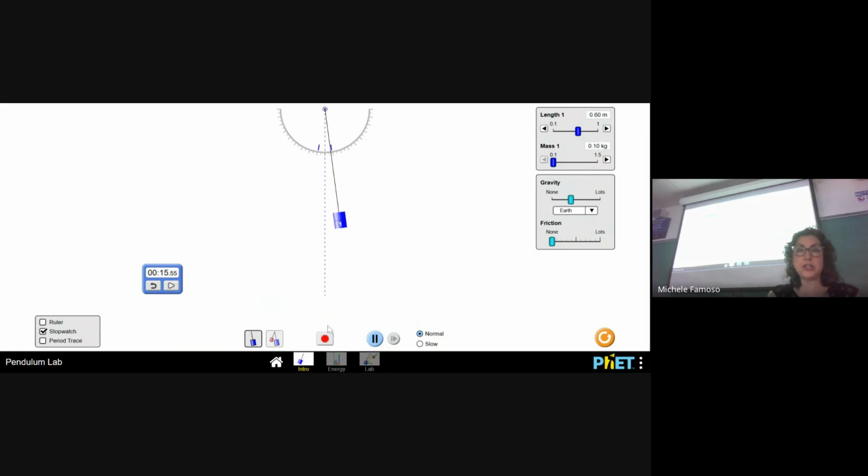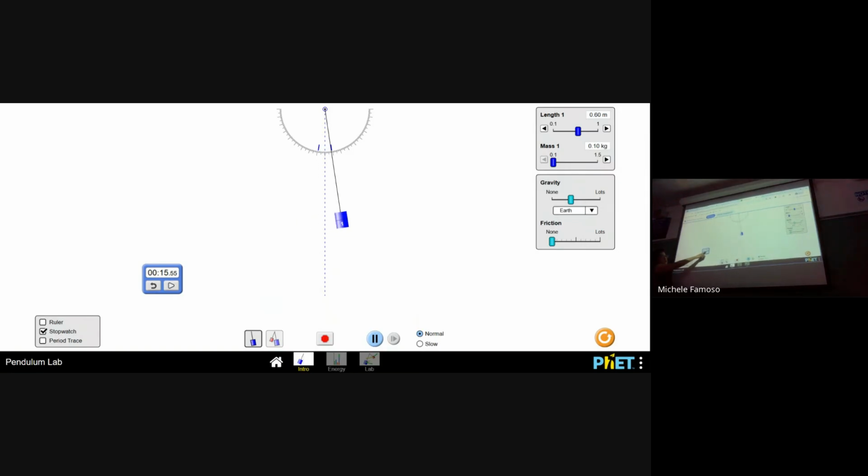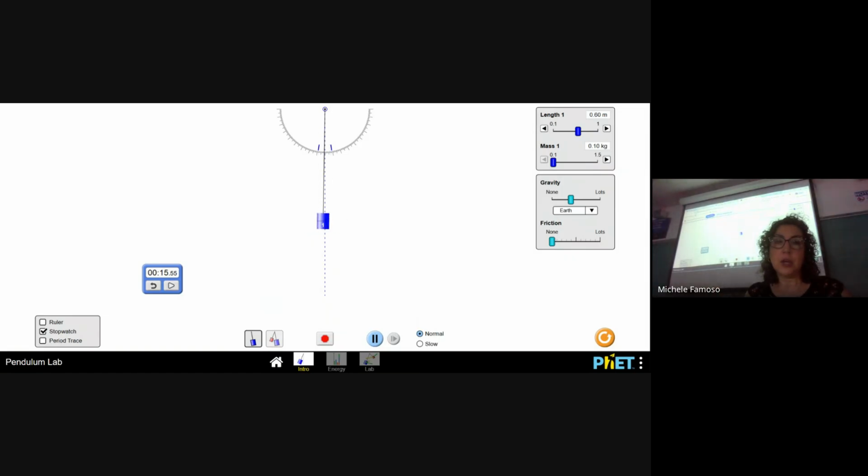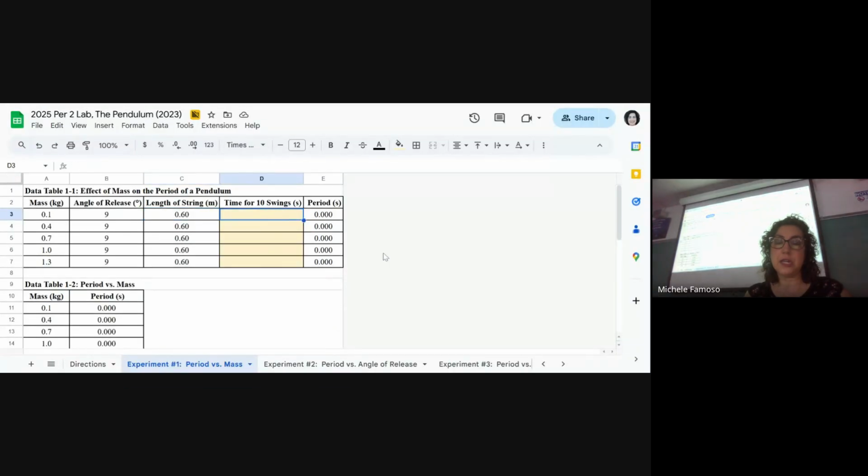Okay, so what I just got, can you see right here? That's the time I just achieved for 10 full swings. If you did it, you should get something similar to that, around 15.55 seconds. What I'm now going to do is take that time, 15.55 seconds, go to my Google Sheet, and type it in here in that yellow box. You can type that in with me as well.